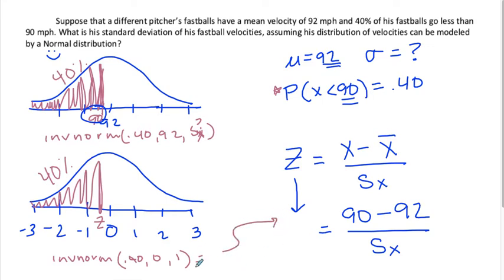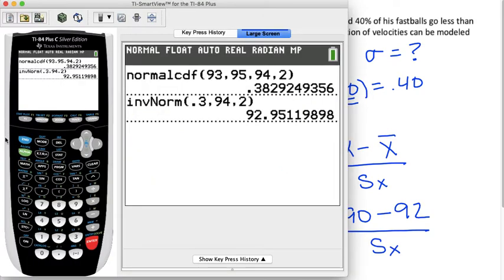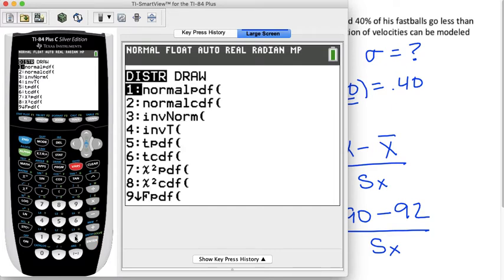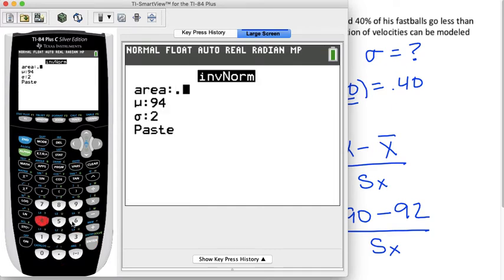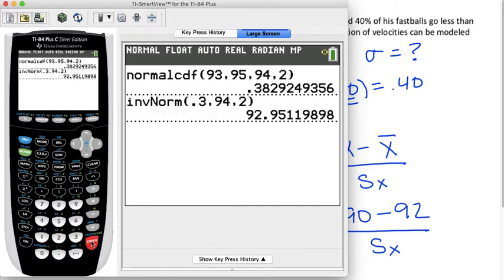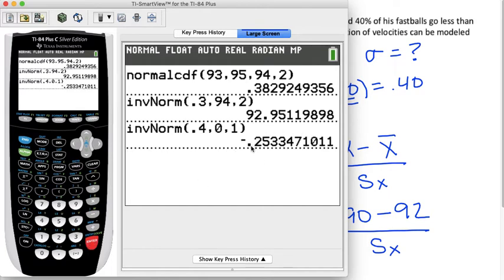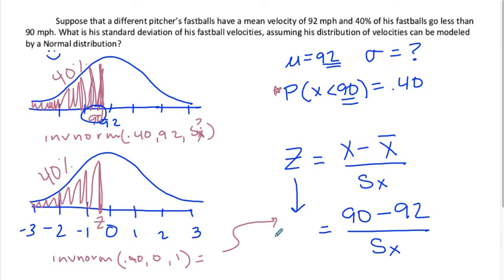And so when I put this in my calculator, we're going to go inverse norm, 40%, and then we're going to standardize this. So 0 and 1 is our standardized normal curve. Gives us a Z-score of 0.2533.